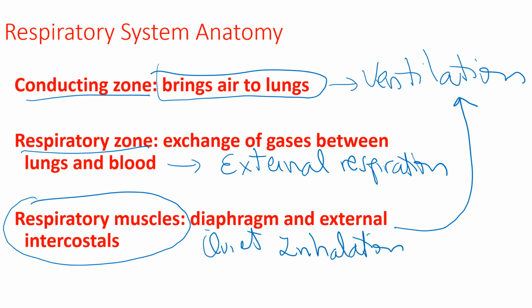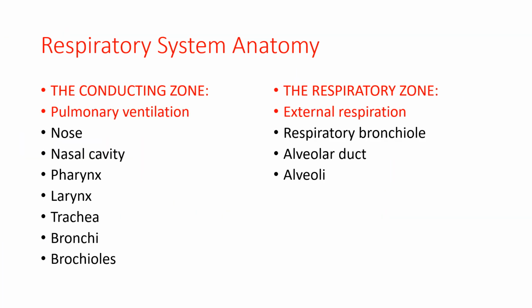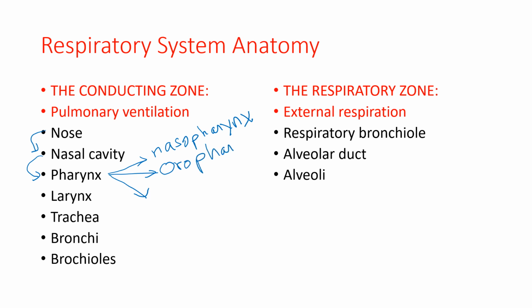All right, so those are the structures we're going to be looking at. So the conducting zone structures begin at the nose, at the nasal cavity. Then air is transported into the pharynx, and the pharynx is the throat, which has three parts. The nasopharynx at the back of the nasal cavity, the oropharynx at the back of the oral cavity, and laryngopharynx on top of the larynx or voice box.